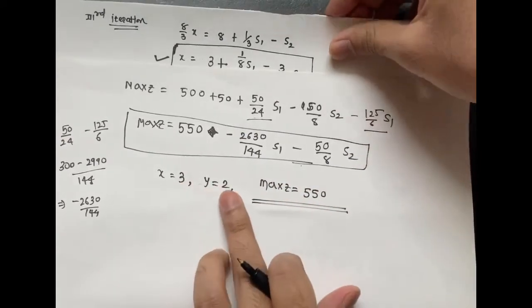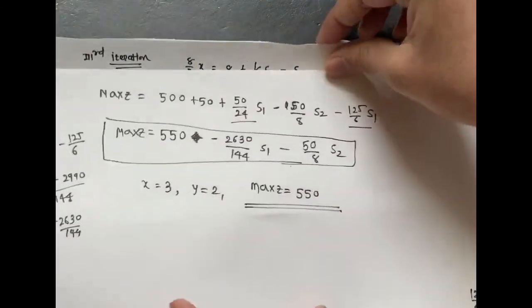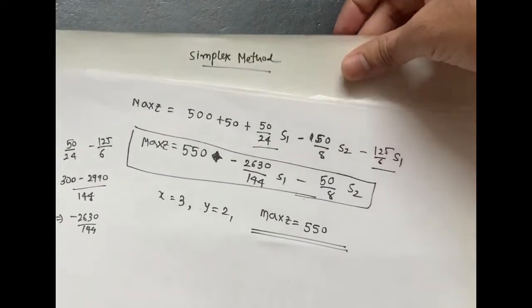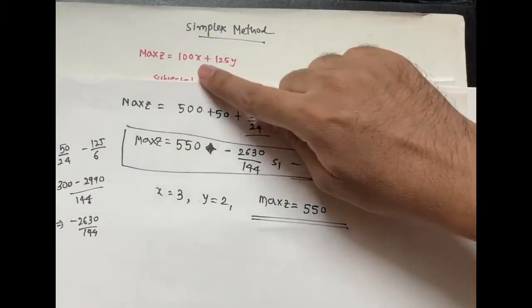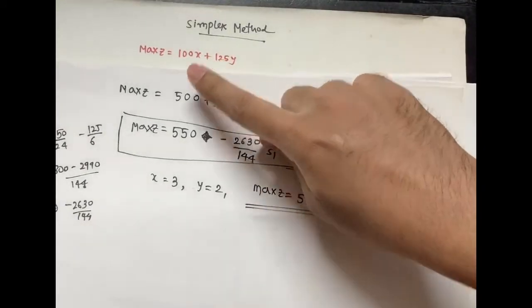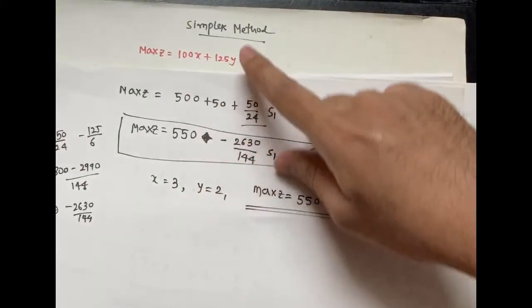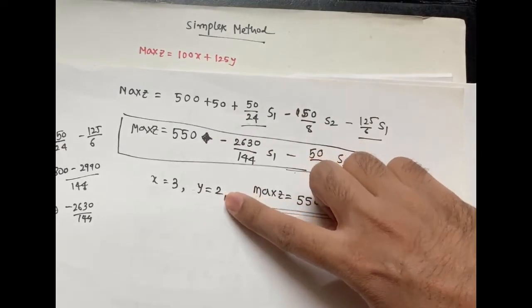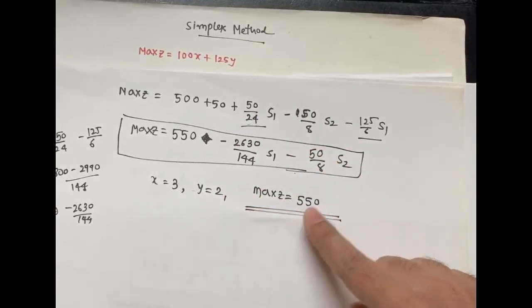See, we can cross verify this by putting this value of X and Y in our objective function. What was our objective function? It was 100x plus 125y. So 100 into 3, that is 300. 125 into 2, that is 250. 300 plus 250, that is 550.